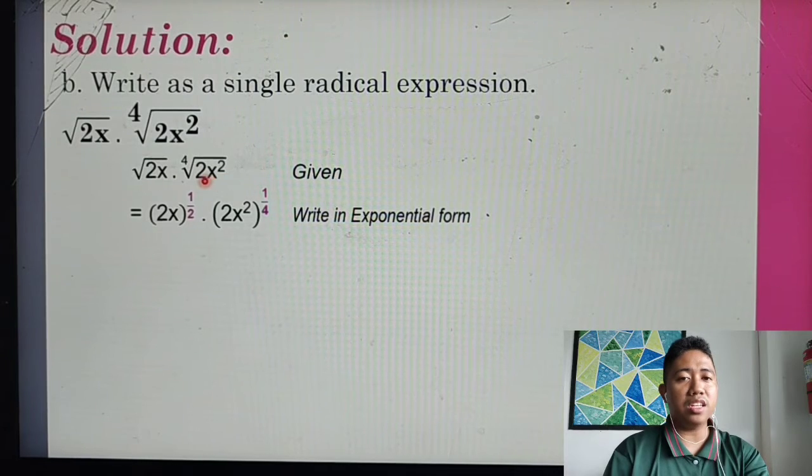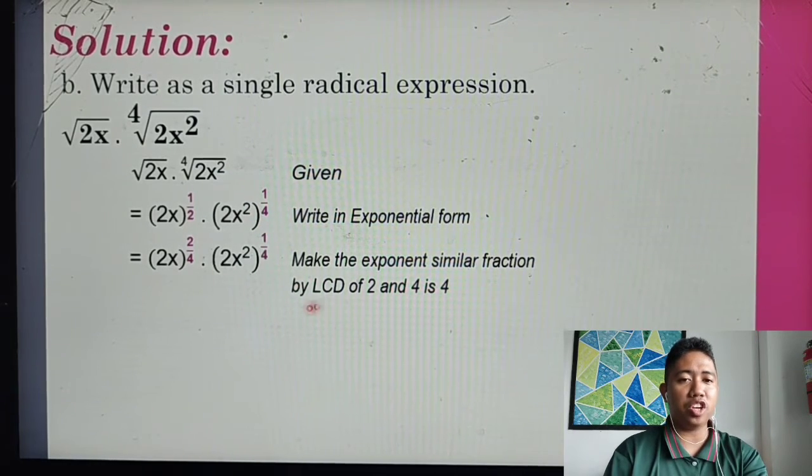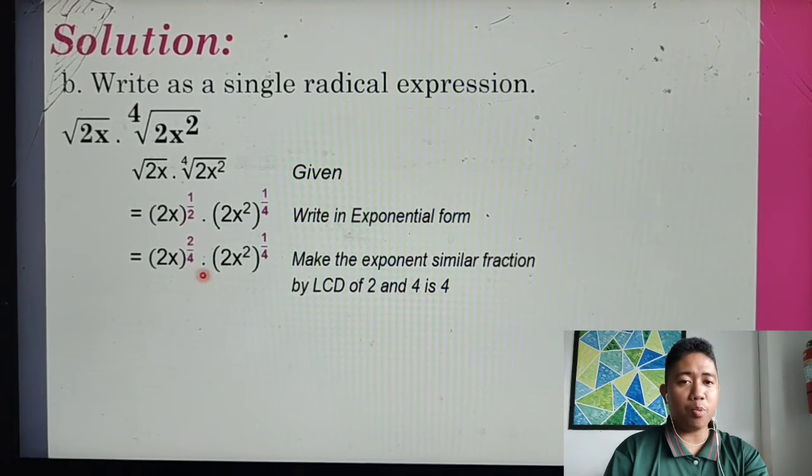Convert 2x squared: copy the monomial 2x squared inside the radicand, put the parentheses, and express it as an exponent with denominator 4. Write it in exponential form, and after that, we make similar fractions. The exponent is 1, so the fraction becomes 1 over 4. Make the exponents similar fractions using the least common denominator of 2 and 4, which is 4, to make equivalent fractions as well.